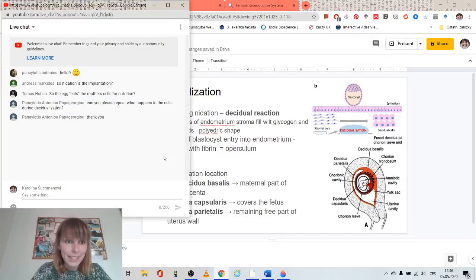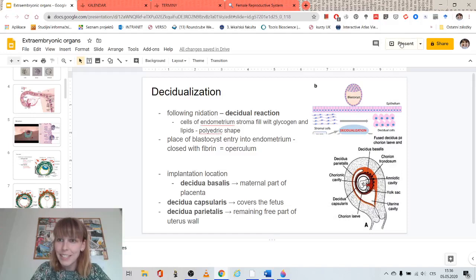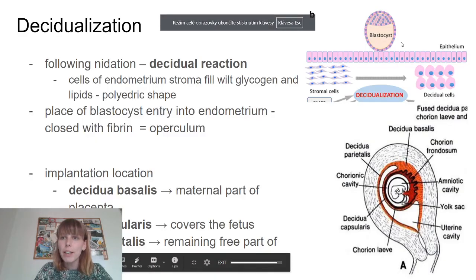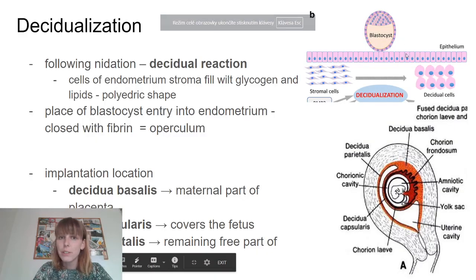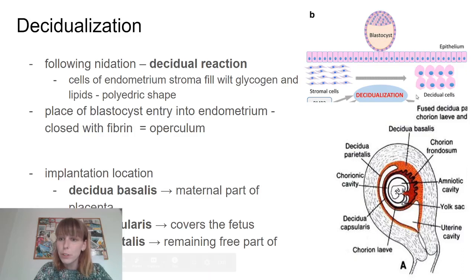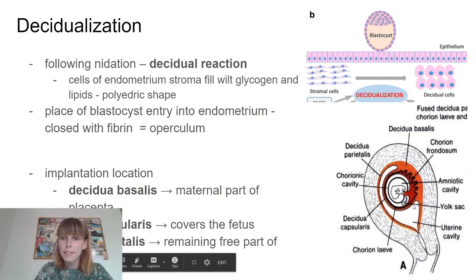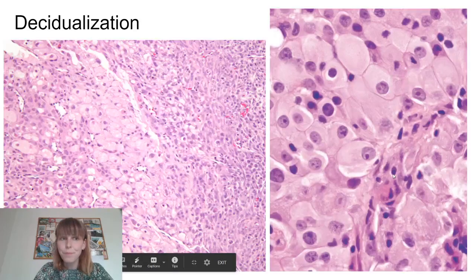So is it okay so far? Hopefully yes, we will see. So we have decidualized. The decidual reaction happened to the endometrium, and we now have 3 parts of the decidua where we have decidual cells: basalis, parietalis, and capsularis.